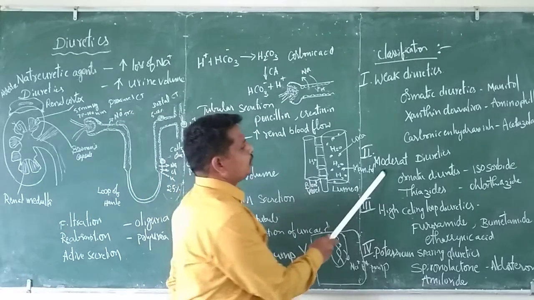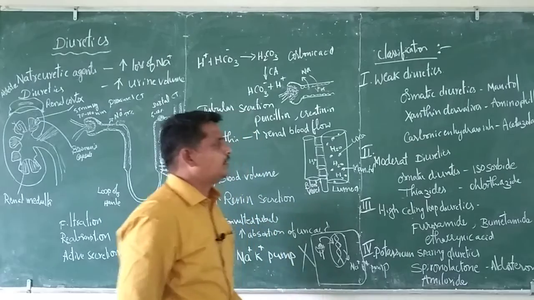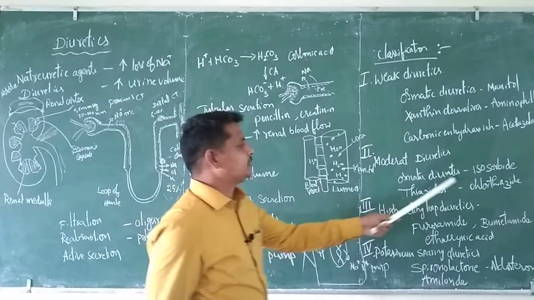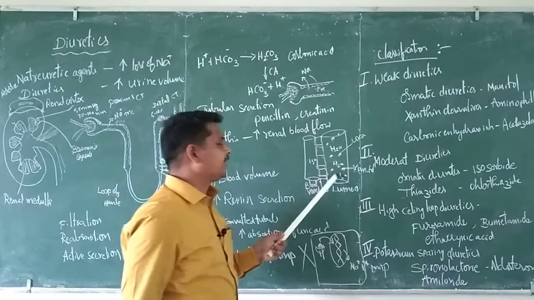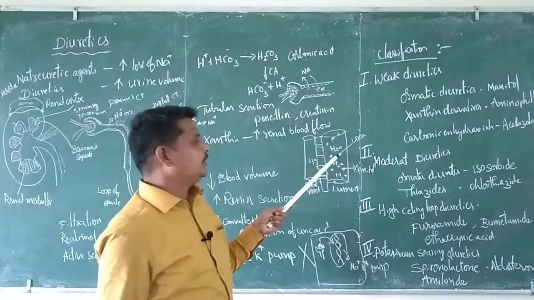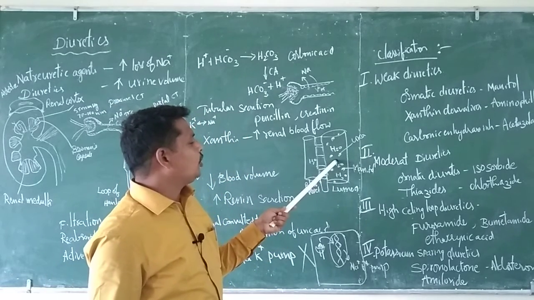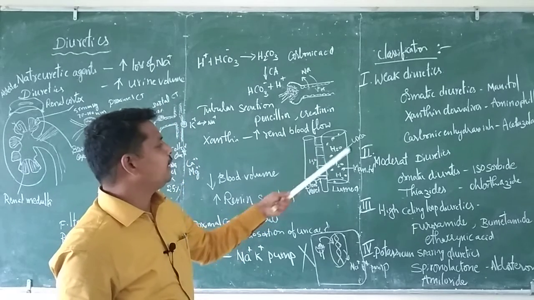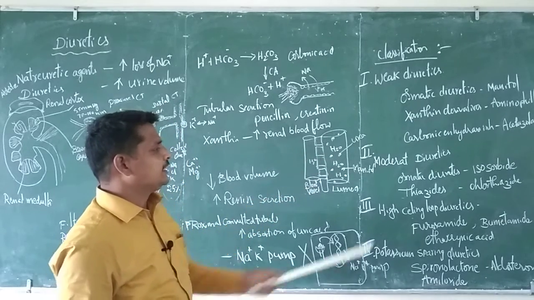The next class of drugs is called moderate diuretics. Example, osmotic diuretics, such as isosorbide. This is the same mechanism: because of the osmotic pressure, it will not allow the fluids to be reabsorbed, resulting in a high volume of fluid being present.